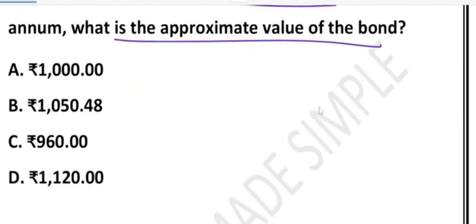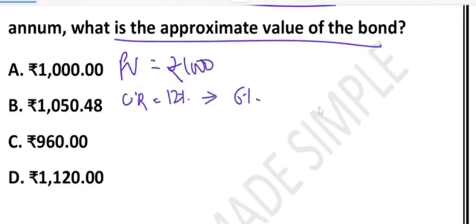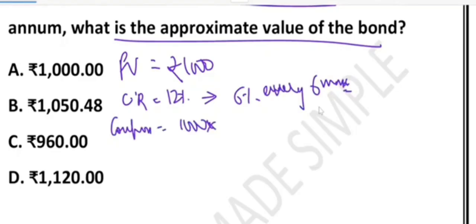So friends, how do we calculate the value of the bond? First of all, what is the face value? Face value is 1000. What is the coupon rate? Coupon rate is 12% annually, which means 6% every 6 months, or bi-yearly. So what will be the coupon payment? If you calculate the coupon, it will be 1000 multiplied by 6%.